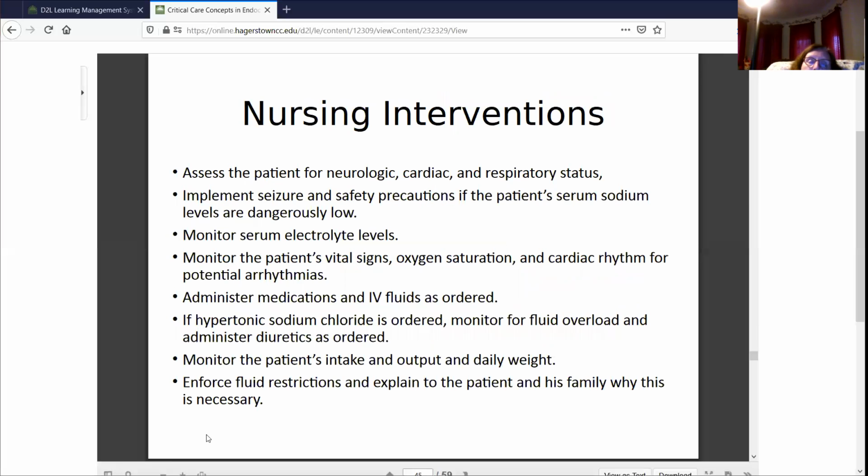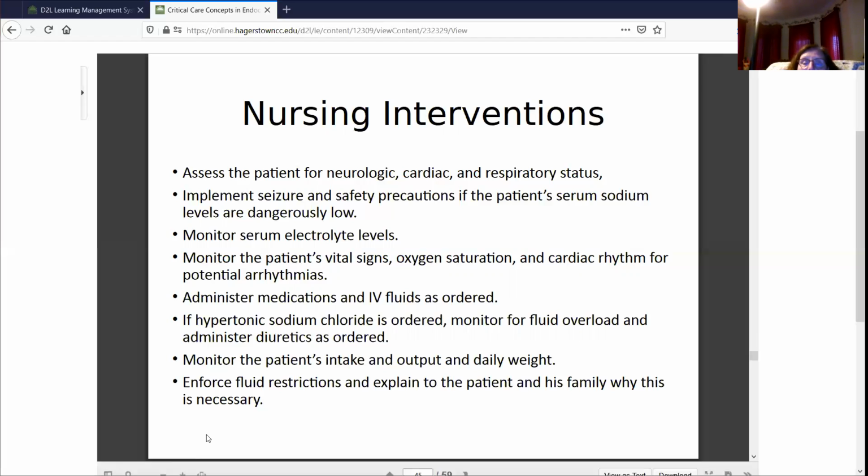So what do we do as nurses? We assess the patient for neurologic, cardiac, and respiratory status. We implement seizure and safety precautions if the patient's serum sodium levels are dangerously low. Monitor the serum electrolyte levels, monitor the patient's vital signs, oxygen saturation, and cardiac rhythm for potential arrhythmias.